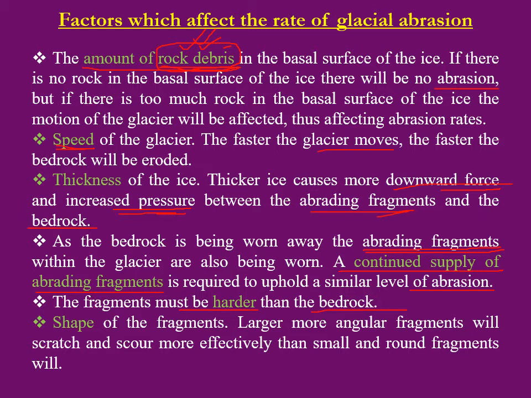And lastly, the shape of the fragments. If the fragments are well rounded like a ball, there will be a lesser amount of abrasion, whereas angular fragments with different angles have more ability to scratch and scour the bedrock more effectively compared to a rounded grain. So these are the factors which affect the rate of glacial abrasion.